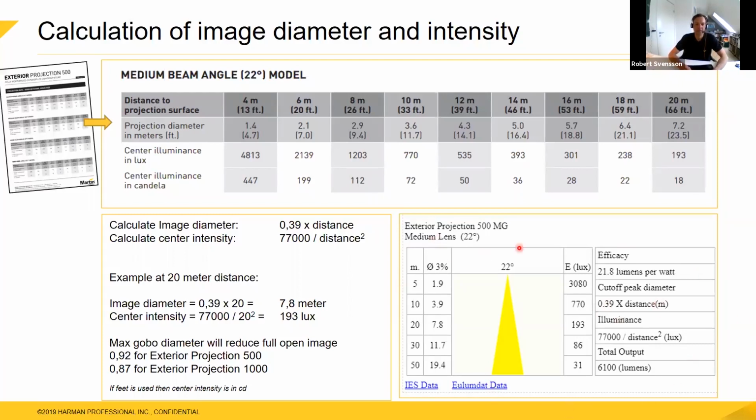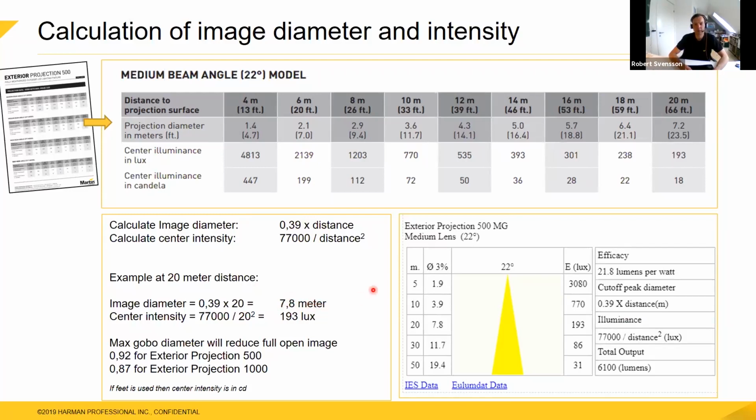But another method, also coming from the photometric file, is that if you want to project at another distance that is not listed here, then you simply have some small formulas that can help you as well. So you see here, there's a formula for calculating the diameter and one formula for calculating the illuminance. So I just try that over here. I take those two formulas and then I use the 20 meters again, and I just insert 0.39 multiplied with 20 meters. That gives me 7.8 meters.